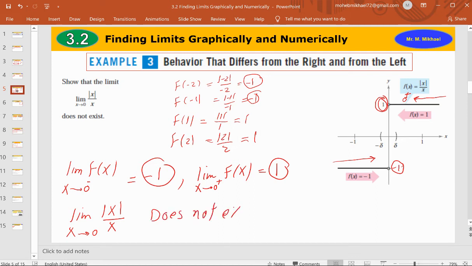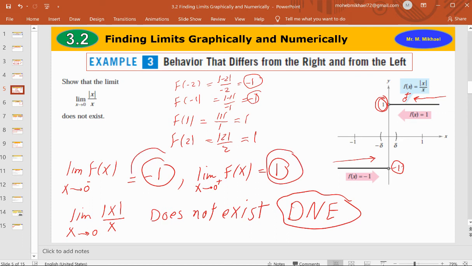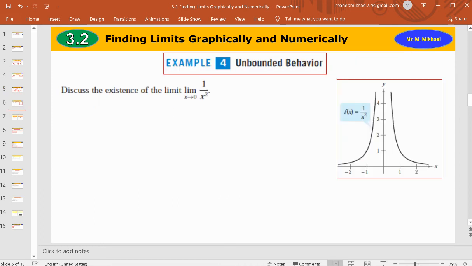Does not exist, or you can just write DNE, it's the abbreviation of doesn't exist. So one of the reasons that makes the limit of a function fail is having a different limit of the function when x approaches 0 from the left hand side and when x approaches 0 from the right hand side. Because we have these two different values, we can conclude the limit doesn't exist. Let's see one more scenario where the limit of the function fails to exist.